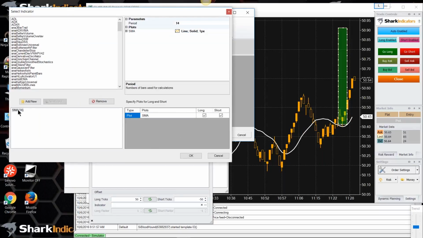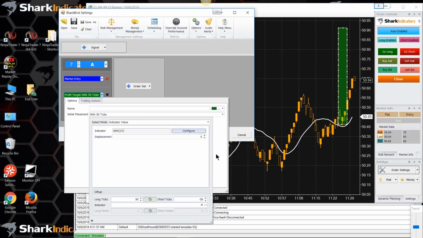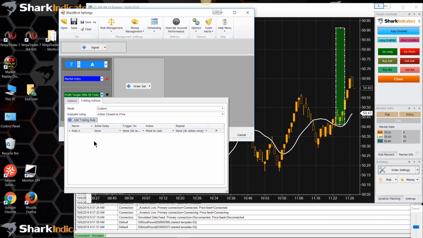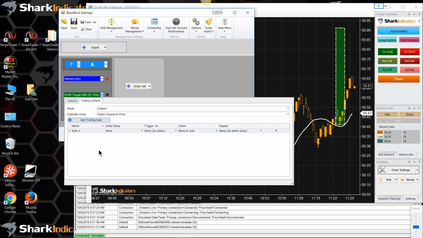Let's change this back to, well, actually no, I guess I'll leave it at 14 because that'll adjust really quickly here. All right, so we're going to go into trailing actions here. So we're going to set up a custom trailing action or trailing rule. And so we need to add a trailing rule. And let's stretch this out a little bit.